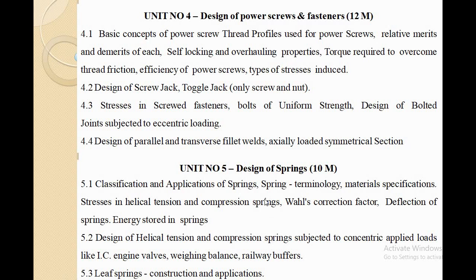Again, designing of springs is nothing but determining its major diameter, its minor diameter, coil diameter, number of turns, free length, compressed length, and pitch of the spring. Next part is the leaf spring. There is only an introduction of the leaf spring. There is no design procedure for the leaf spring. We have just a brief introduction of the leaf spring, that is the construction and applications of the leaf spring. Actually, in this chapter, we have to design helical tension and compression springs, but we have just the introduction of the leaf springs. This is regarding chapter number 5.